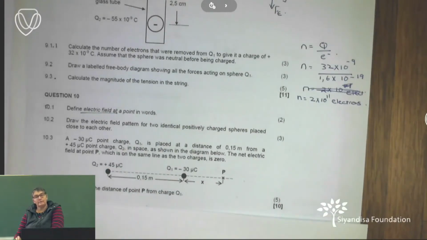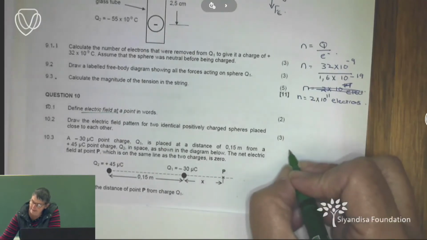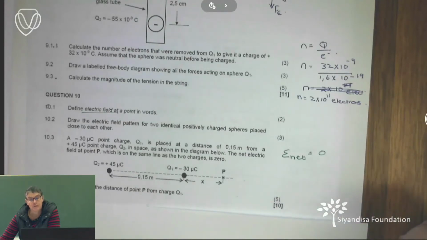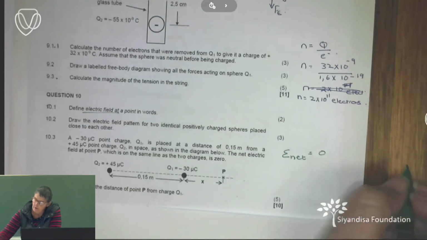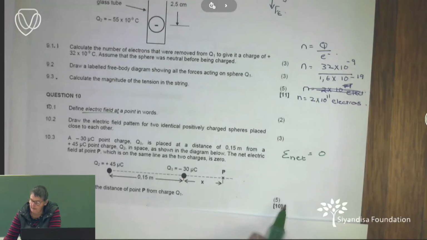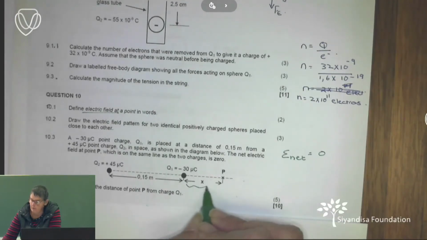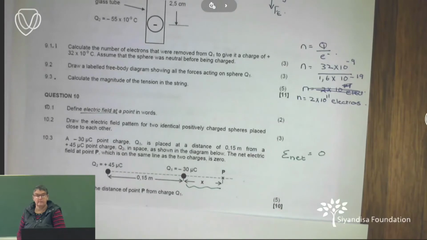Right, and now you can see here, people, this examiner liked the net stuff. Okay, so we need to remember here that my net electric field now is equal to 0. Okay, right, and they are all on the same line. Calculate x, the distance from the point P from charge Q. Okay, so in other words, what do they want to know from me? They want to know what is that distance.